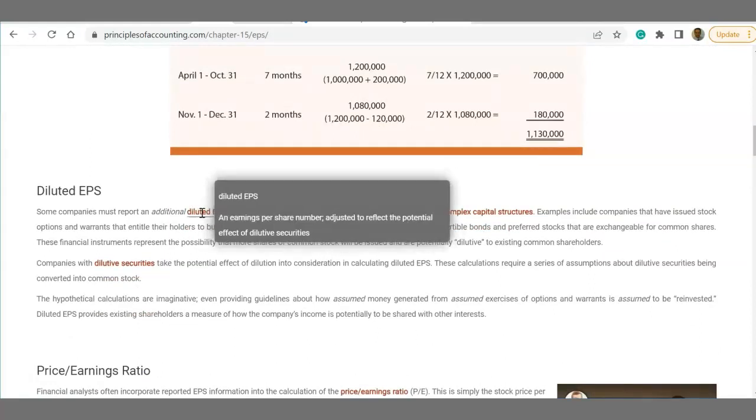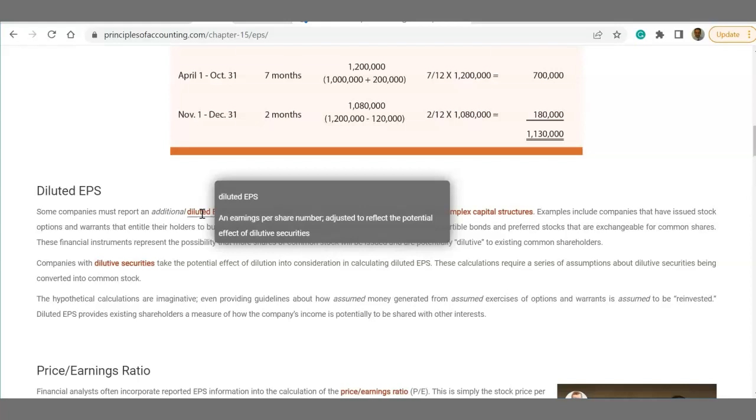So diluted earning per share is an earning per share number adjusted to reflect the potential effect of dilutive securities. Dilutive securities are things that might happen, but it doesn't mean it has happened already. For example, there are some bonds that might be converted to common stock. Those are convertible bonds. We are not saying that it has actually happened, but that it might get converted. If that converted, then the number of shares outstanding will be diluted.